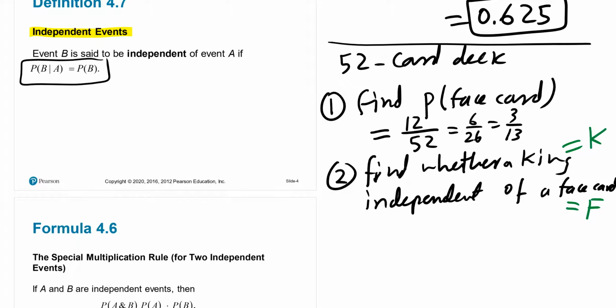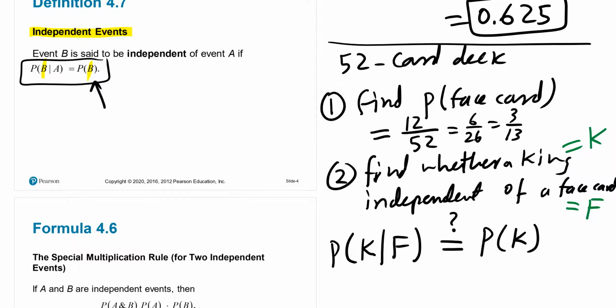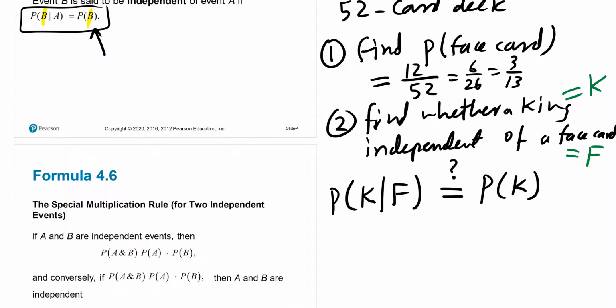Find whether a king is independent of a face card. Like, this event of drawing a king is independent of a face card. To do that, we need to find the probability of a king given it's a face card, and we're going to check if this is the same as the probability of a king. Because if you look at the definition here, B goes in there, so K goes in there. Are these two the same? Well, let's see. To find the probability of king given face, now, given face means it has already occurred.